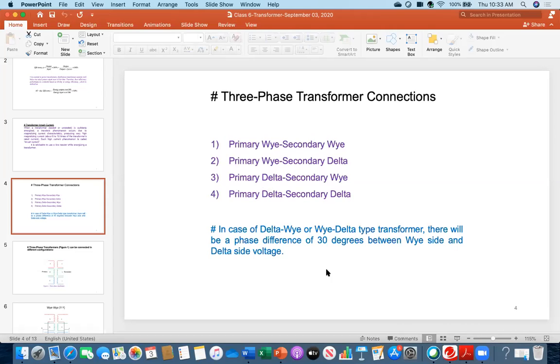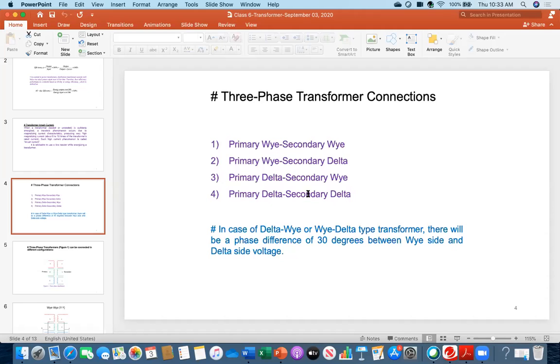And then always what happens, especially in case of delta Y or Y delta type, number 2 and number 3, there will be a phase difference of 30 degrees between the Y side and delta side voltage. In case of the YY, there will not be any phase difference. In case of the delta delta, there will not be any phase difference. Only the voltage magnitude will be different. But in case of the Y delta or the delta Y, there will be a 30-degree phase difference.